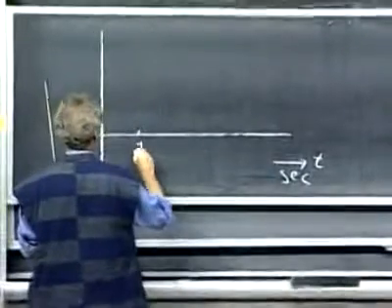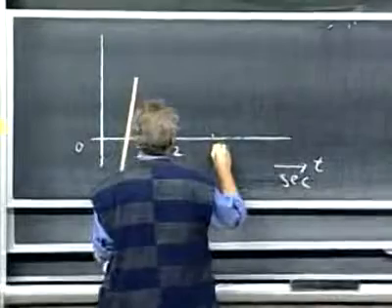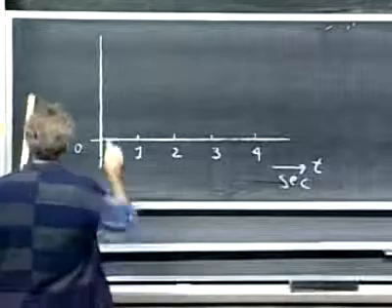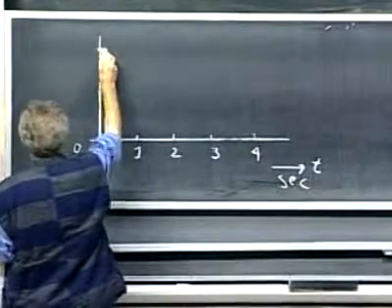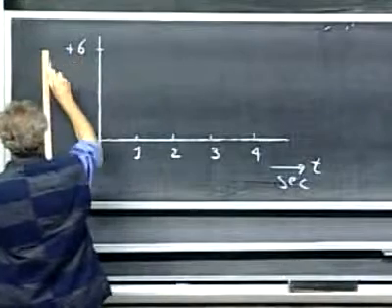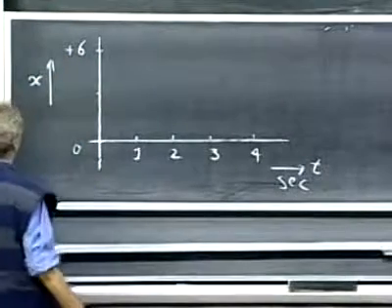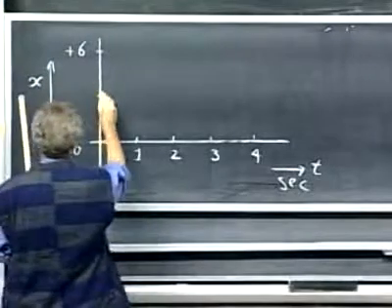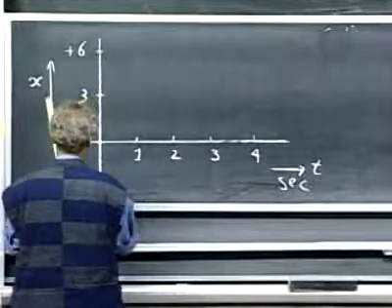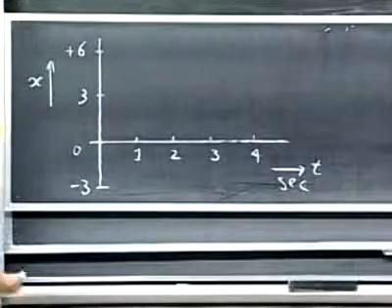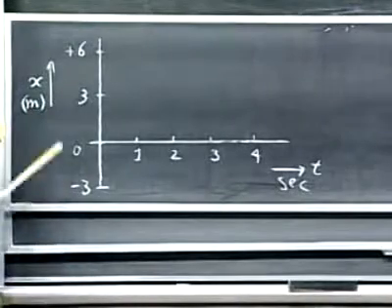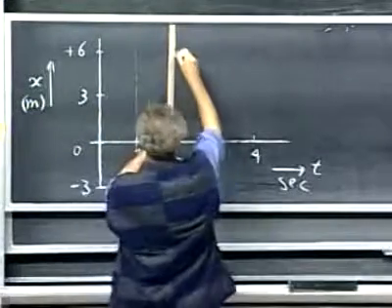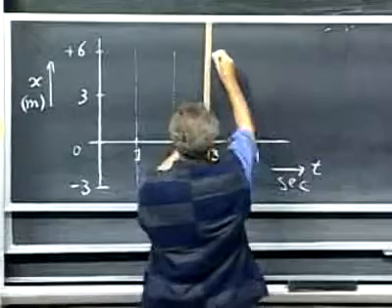So let this be 1, 2, 3, 4. And let the object be at position +6. This is my x-axis. This is where the object is actually moving. And this is 3. And here is -3. And this, let's say, is in meters. Let's make a little grid so that it's easier for me to put in the curve.